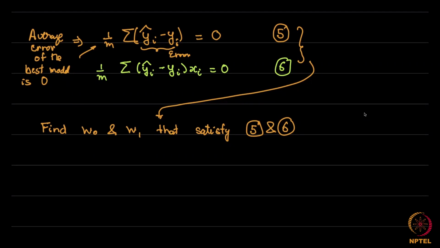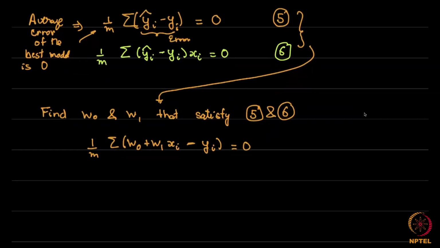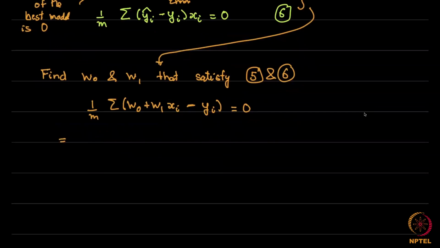Remember, we are looking for W0 and W1. So equation 5 is 1 over m sigma. Now y hat i is simply W0 plus W1 xi, minus yi. Remember yi is the truth, xi is the actual temperature, this is the location of the sensor, and these two are the parameters we are trying to solve for. It's useful to just remember what we are solving for throughout. So this is 0. This is equation 5.